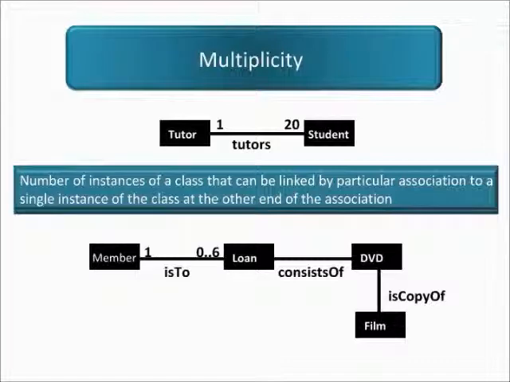The multiplicity of the is-to association at the loan end is 0 to 6 and would be indicated on the class diagram by writing 0..6 on the is-to association next to the loan class. Although a member may have a number of loans at a particular time, each loan will be linked to only a single member, so the multiplicity of is-to at the member end is 1.